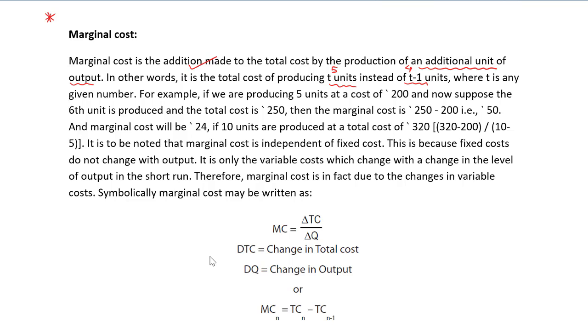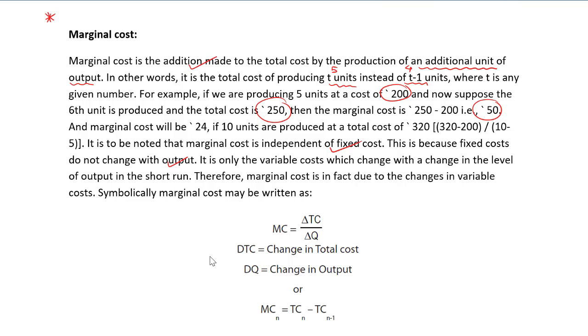For example, if we are producing 5 units at a cost of 200 and now suppose the 6th unit is produced and total cost is 250, the difference in cost is 50, then the marginal cost is 50. Marginal cost will be 24 if 10 units are produced, because the total cost 320 minus 200, divided by 10 minus 5. It is to be noted that marginal cost is independent of fixed cost. This is because fixed costs do not change with output.